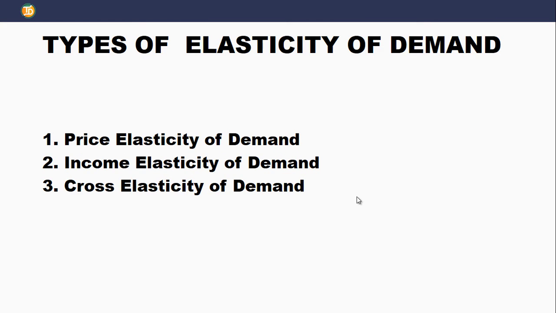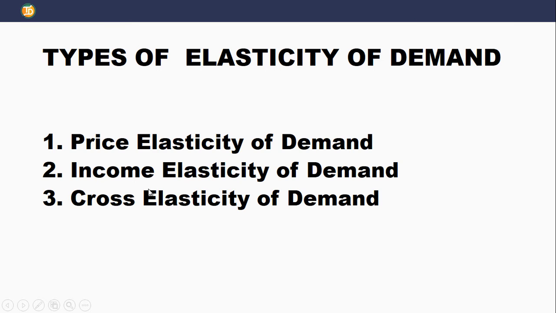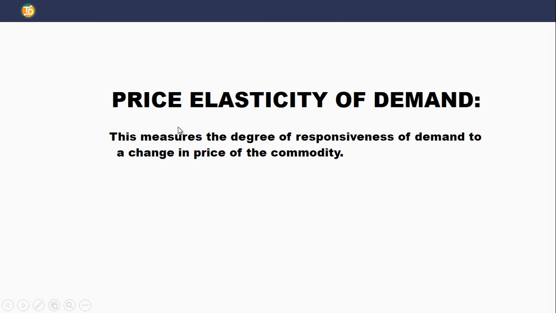Now let's look at the types of elasticity of demand. We have three types of elasticity of demand. Number one is price elasticity of demand. Number two is income elasticity of demand. Number three is cross elasticity of demand. Let's look at them one after the other. Number one, price elasticity of demand.